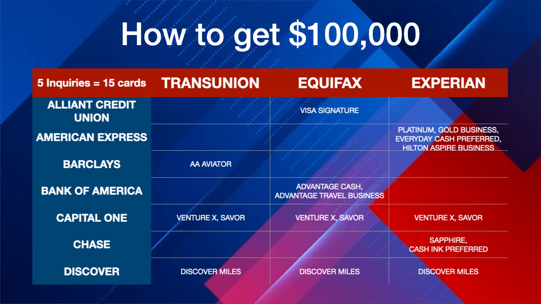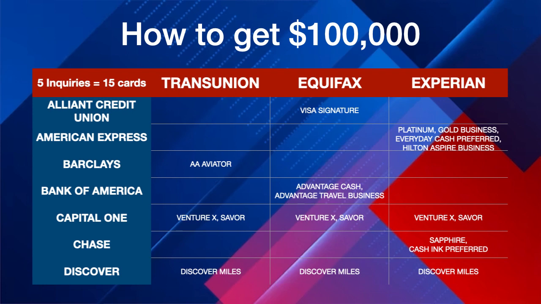So you're going to have Alliant Credit Union, and they have a Visa Signature card that you're going to take a look at. And then you have American Express. You have the Platinum Charge Card, the Gold Business Charge Card, the Everyday Cash Preferred, and also the Hilton Aspire Business. Those are going to pull from Experian. And then on TransUnion, you're coming over to Barclays. I think it was the American Airlines Aviator card. They have a bunch of different cards on there, but look for the American Airlines Aviator card, and that's going to pull from TransUnion.